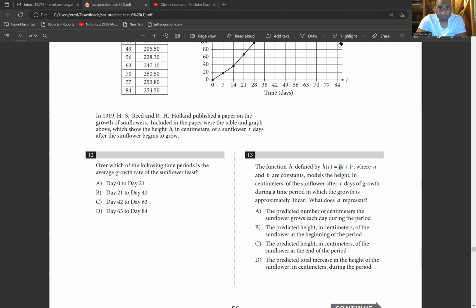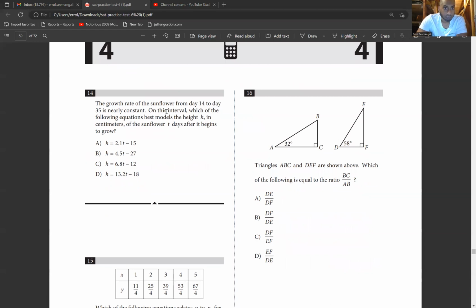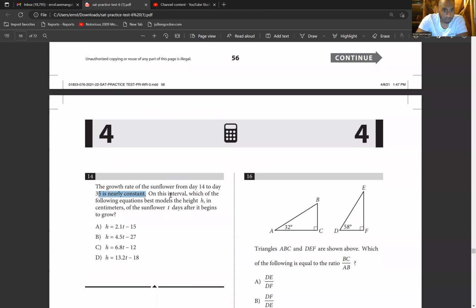Okay, that's 13. 14. Growth rate of the sunflower from day 14 to 35 is nearly constant. On this interval, which of the following equations best models the height h in centimeters of the sunflower t days after it begins to grow? All right, growth rate of the sunflower from 14 to 35 is nearly constant. On this interval, which of the following equations best models the height?